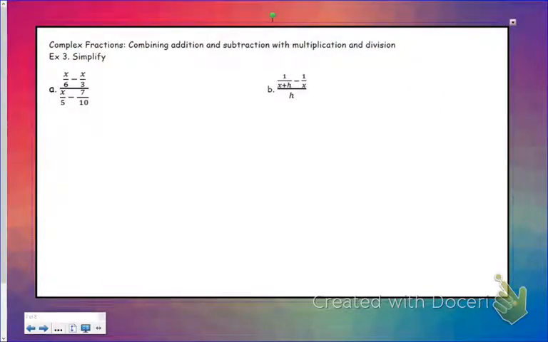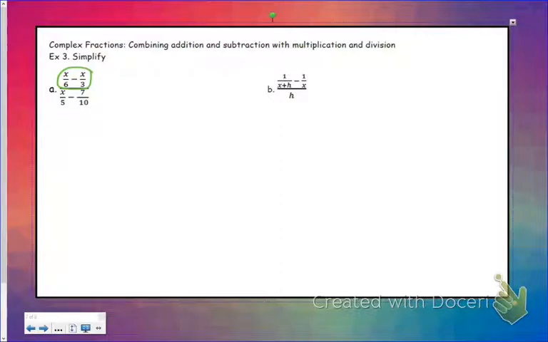All right, then the last thing we're going to look at looks more complicated than it is, but these are complex fractions where we have just multiple operations combined. So again, what this really does is we're looking at addition and subtraction with our multiplication and division. So we're going to start with this first one. The easiest way to do this is to break it into smaller parts. So we're going to start just by looking at the top here.